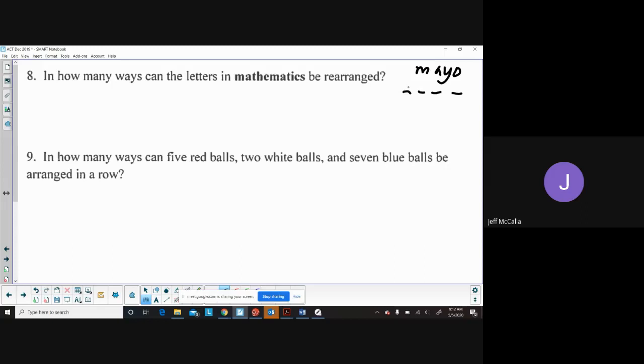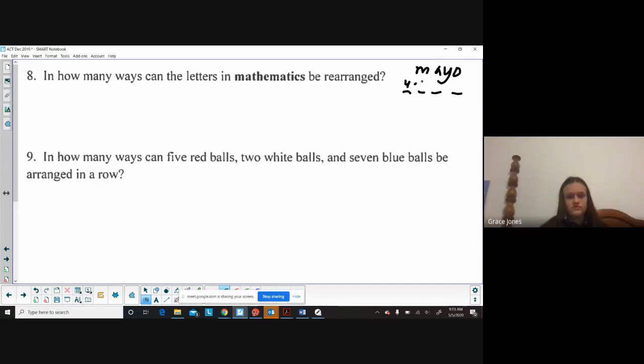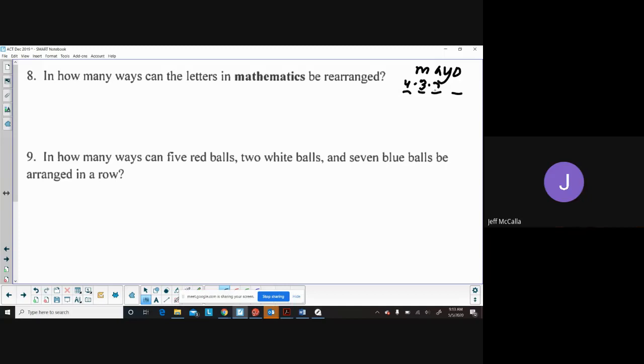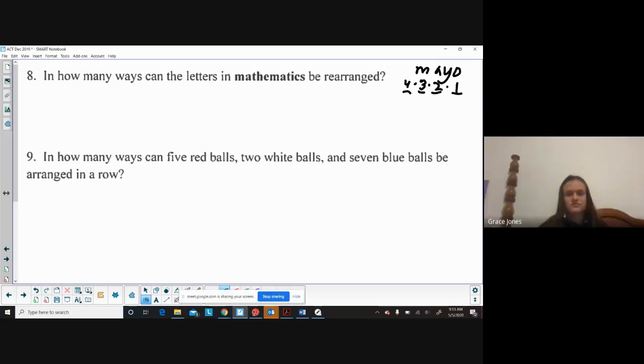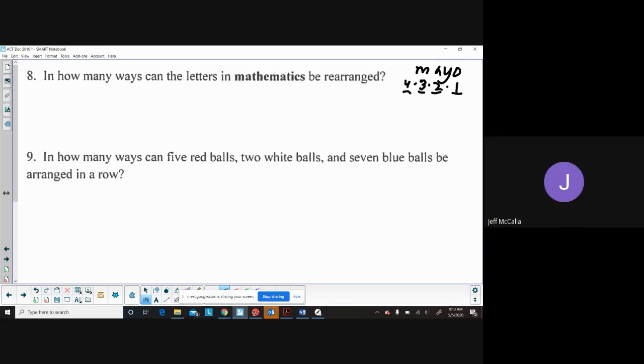How many options for the first letter would I have? 4. How many for the second letter? 3. Sorry, if I've chosen the first letter, there's one less choice for each letter. Or the easy way of doing that is just 4 factorial, which is 4 times 3 times 2 times 1, 24, right?